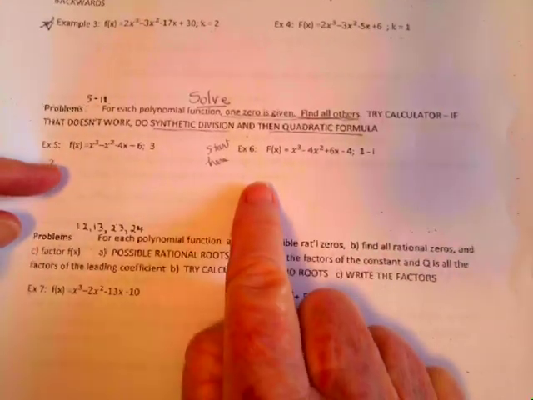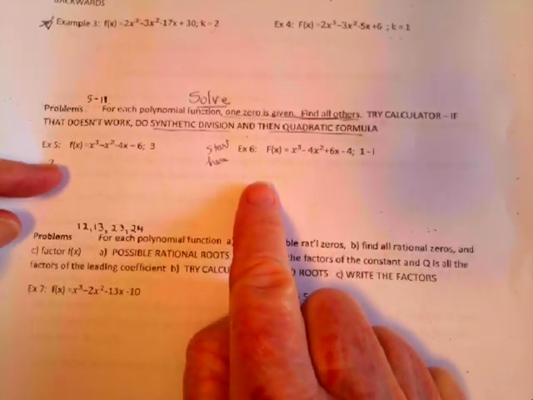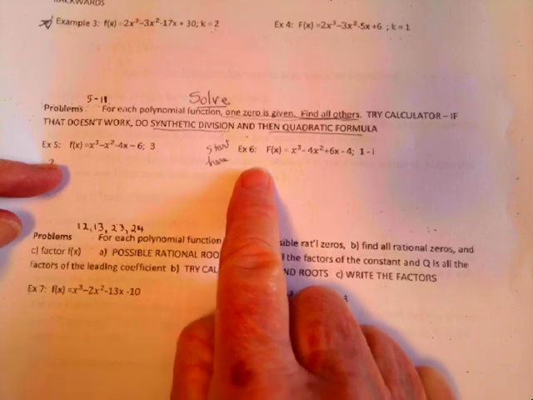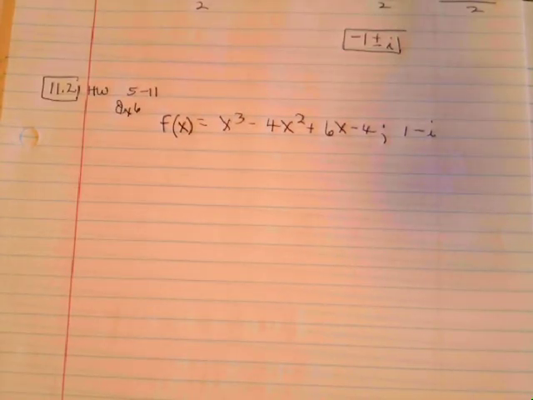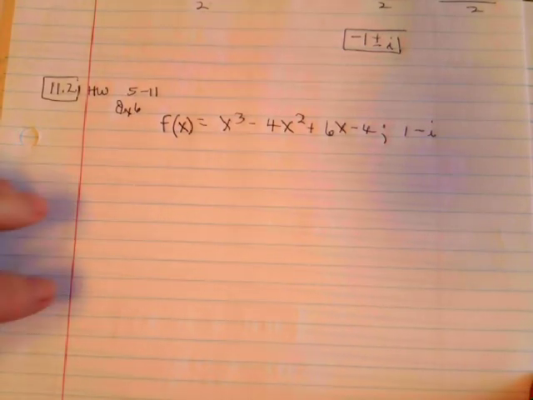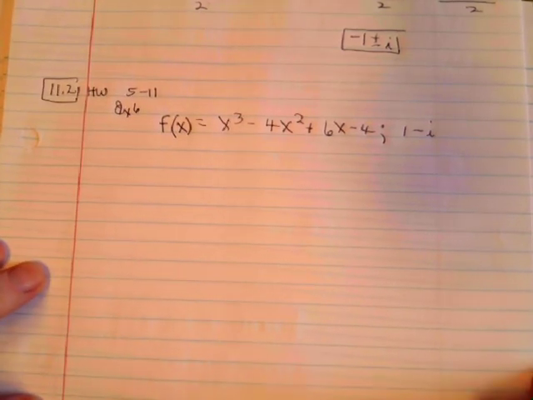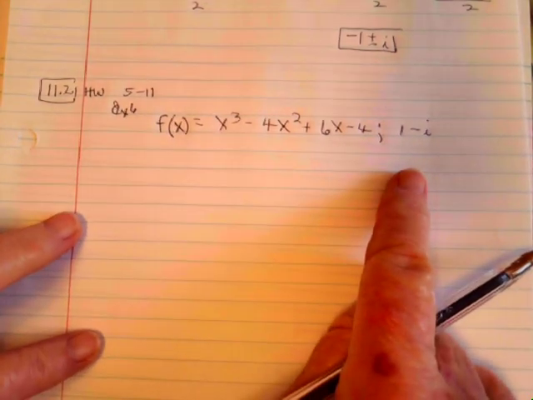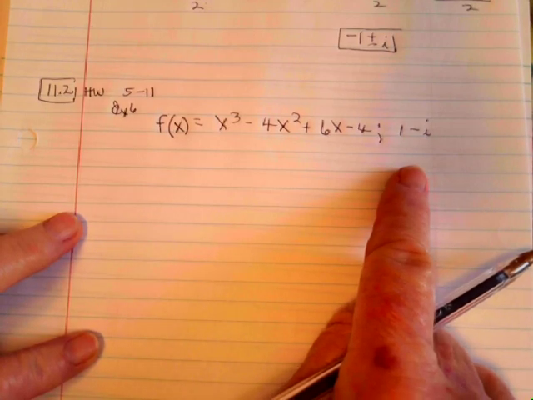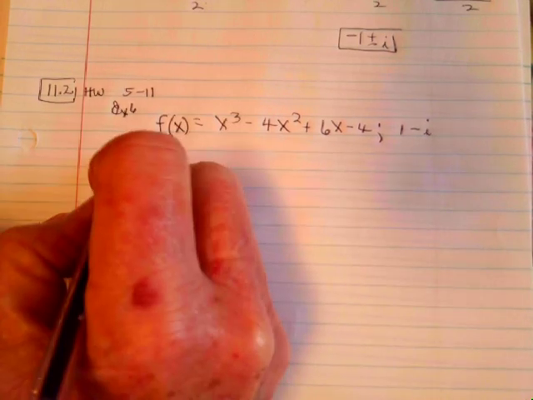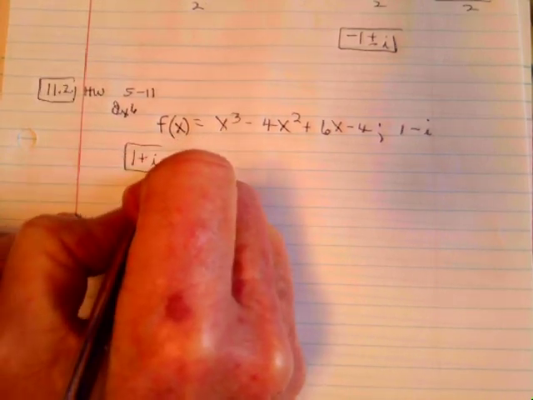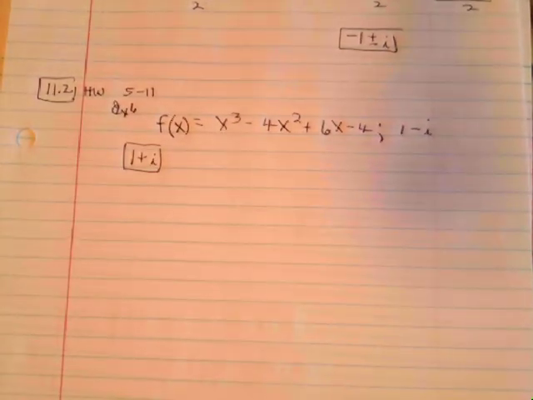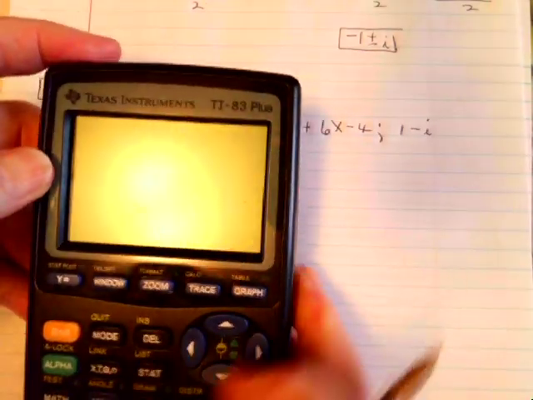We're starting right where we left off on handout 11.2 for homework. Example 6, I've rewritten it for us. The instructions say 1, 0 of this function is given. Find all others. In our notes earlier we said that we knew if 1 minus i was an answer, automatically 1 plus i was. So they're asking me to find all the answers. I've just found one of them without any work.